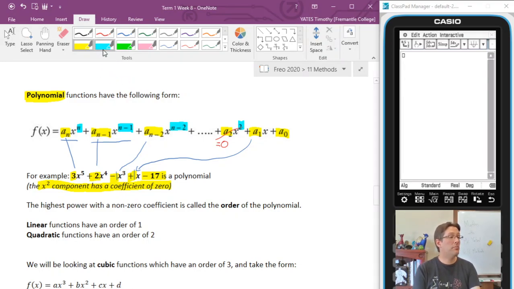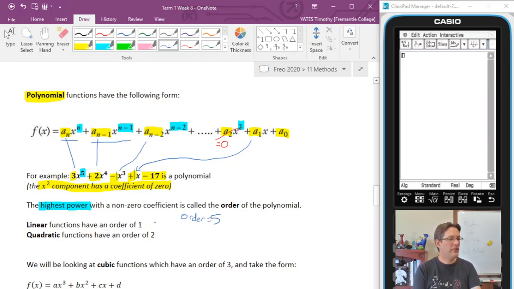So the highest power with a non-zero coefficient is called the order of the polynomial. So this is our highest power, 5 of this one. So this one has an order of 5.